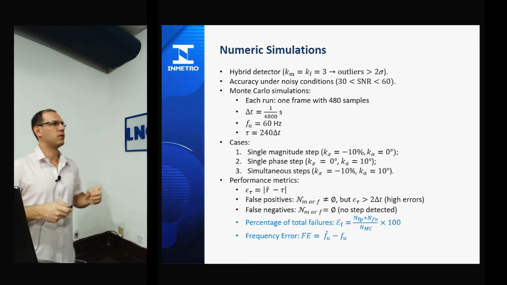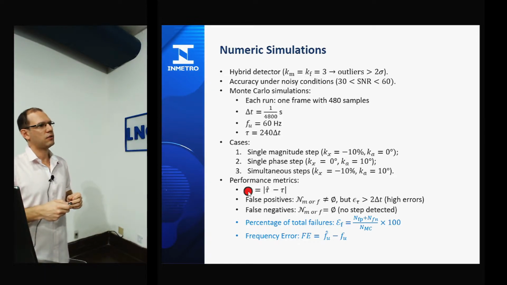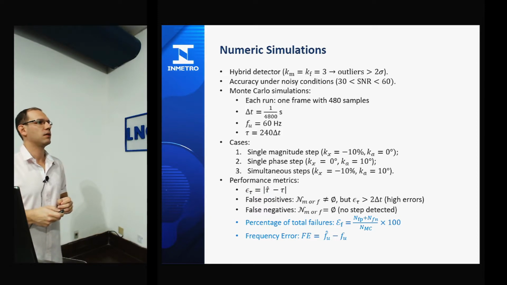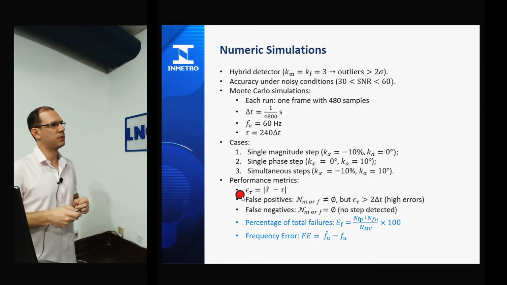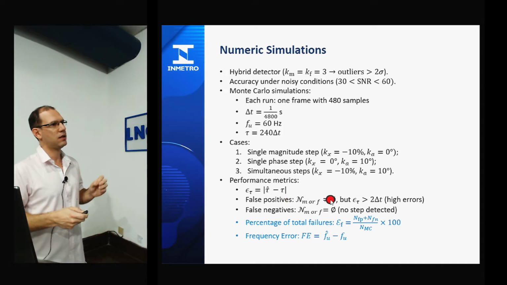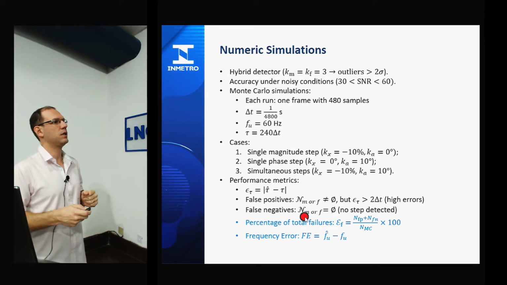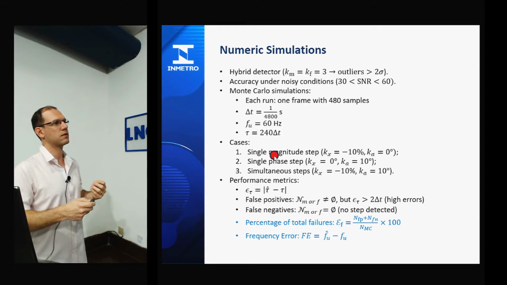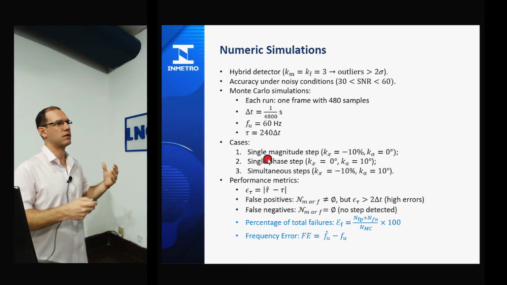For the performance metrics, we take the errors in the estimation of step location. We count false positives when we had an estimation but its error is considered high, and false negatives when there is no detection of a step, but we know there is a step because we generated the signals with the step prescribed in the 3 cases.